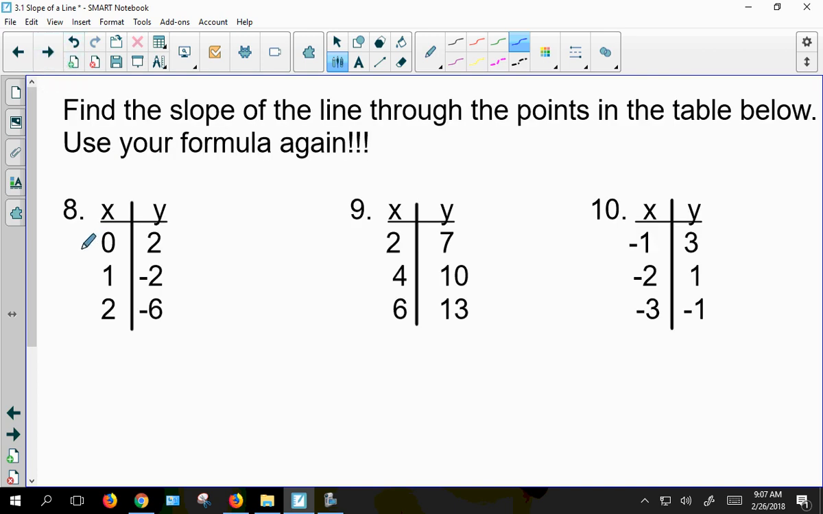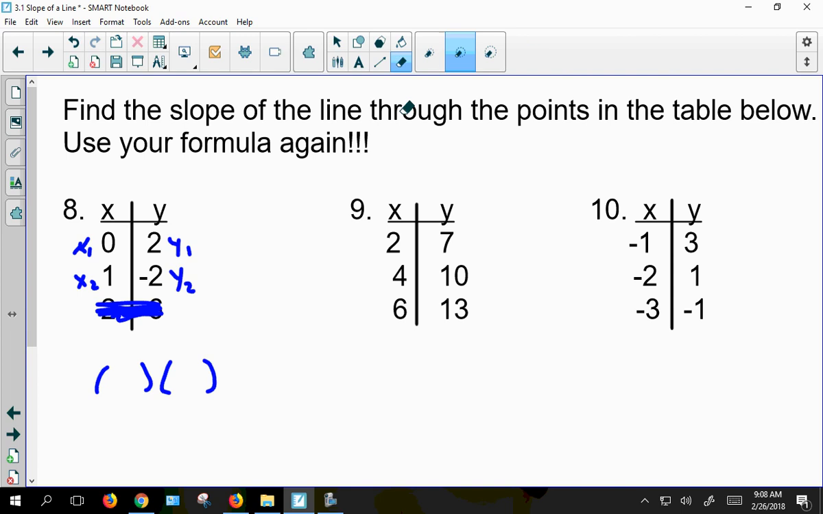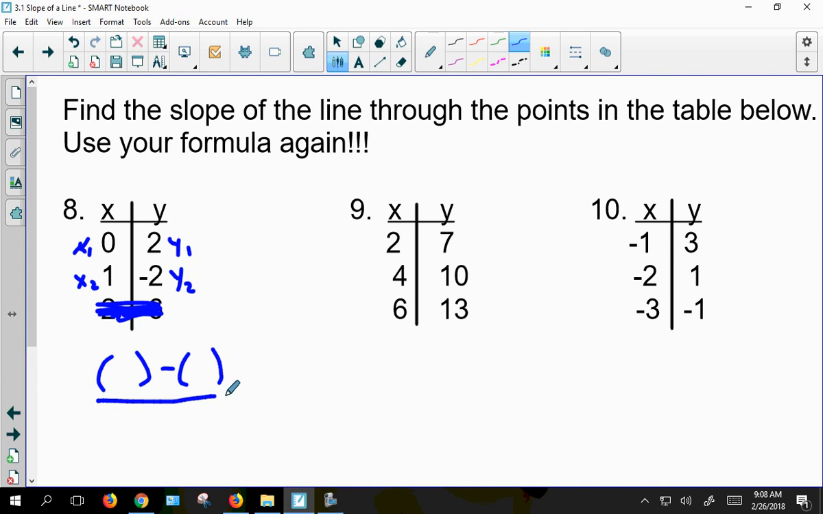Okay, guess what? It's the same thing. x1, y1, x2, y2. This is x1 because it's the first x. Now, this is x3 and y3, but I don't need those. So now I put it into the formula and I solve. Blank, blank, minus blank, blank. I forgot my negative sign. Blank, blank, minus blank, blank, over blank, blank, minus blank, blank.